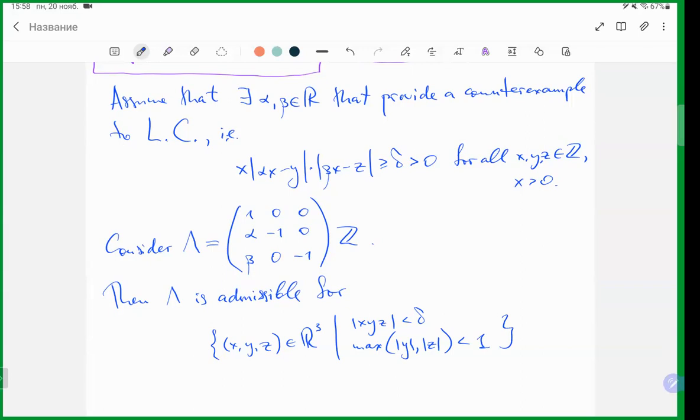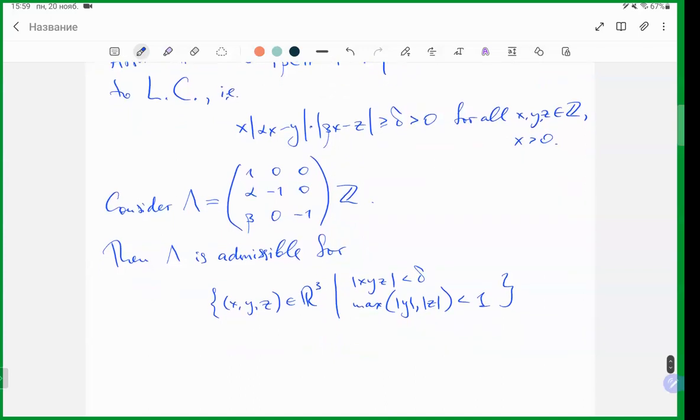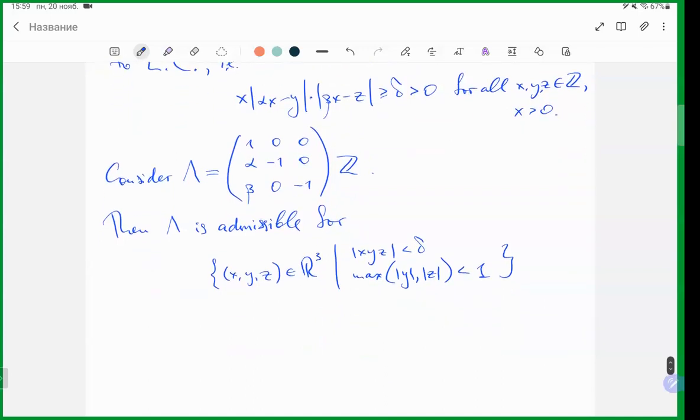So by admissibility, I mean that in the interior of this, it's open, right? So there are no lattice points inside this set. There can be points on the boundary, but there are no non-zero lattice points inside this set. I forgot to mention non-zero. Let us call this set M.